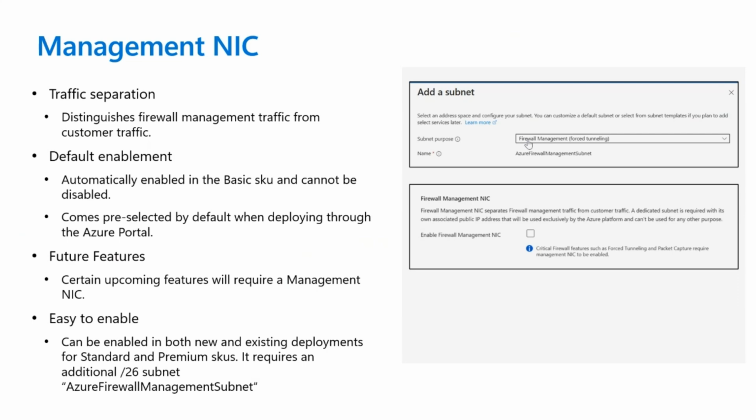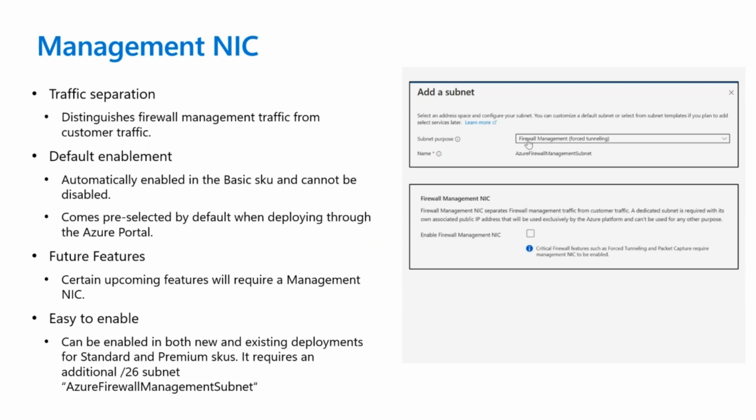One thing to mention here is that when you deploy the management NIC and you start using it, there is a requirement of having an additional subnet. If you're not familiar, when you deploy Azure Firewall, or previously when you deployed Azure Firewall without the management NIC, you only had to have one subnet, right? Which is called Azure Firewall subnet. But if you want to enable the previously called force tunneling, or the management NIC, then you have to have a new subnet, which is called Azure Firewall Management Subnet, which also requires a /26 address space, right?